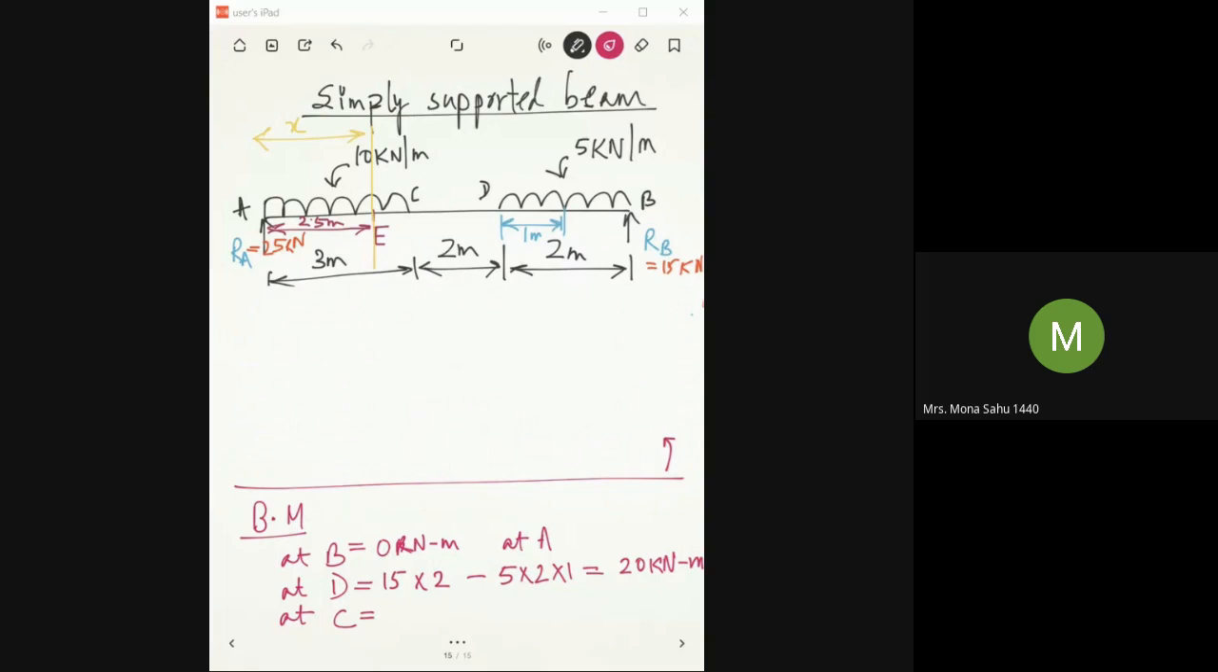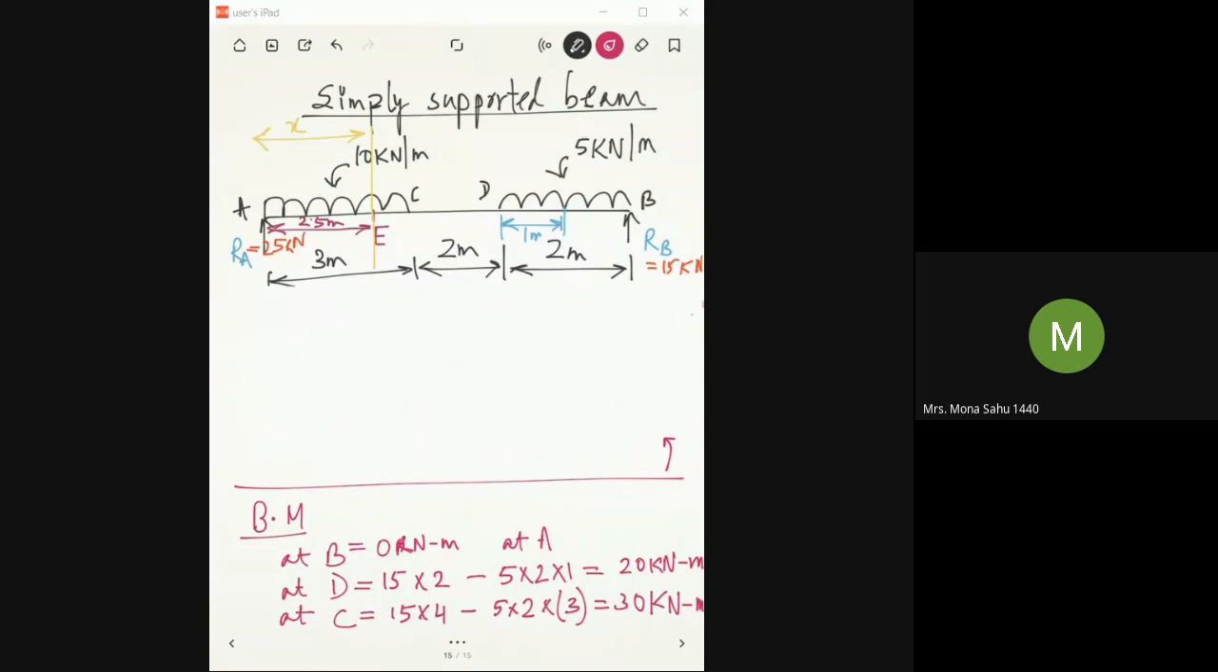Now at point C, it will change because the distance is different. 15 multiplied by 4, minus 5 into 2 into 2 plus 1, which is 3. If you calculate, you should get 30. Please let me know if I'm wrong. It should be 30.